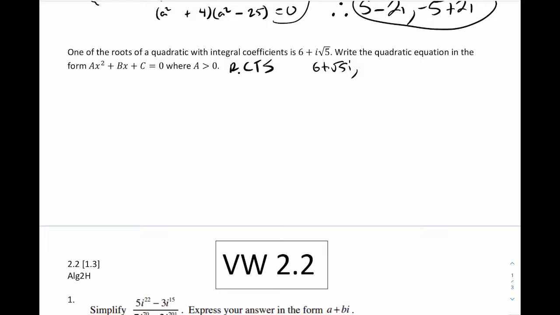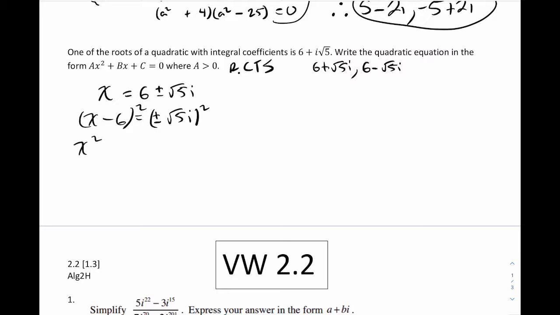So if this is an answer, then we know 6 minus root 5i must also be an answer. So to do reverse complete the square, I can just write x should equal 6 plus or minus root 5i. And let's just do the method. Subtract the 6, square, that's x squared minus 12x plus 36. That should equal negative 5. And look at that. There is our answer. So pretty much the same thing we did in our last chapter.